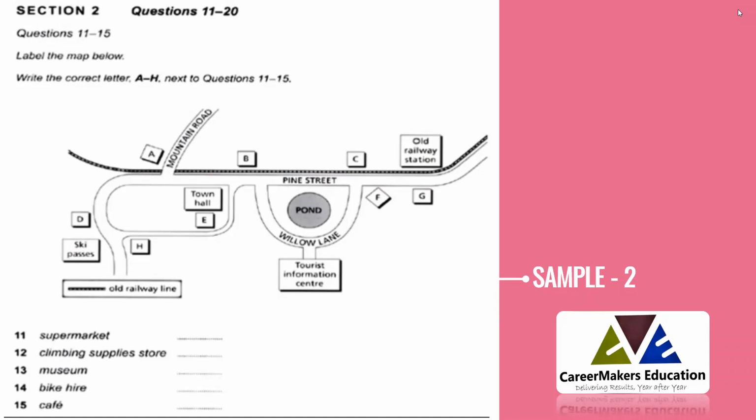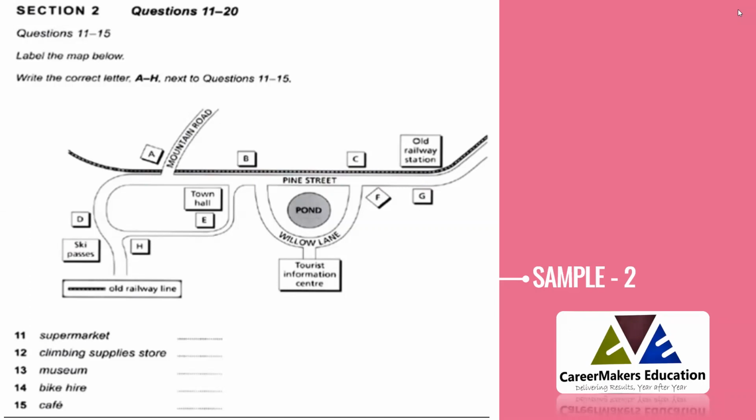If you're planning on doing some serious climbing and you need some equipment, we do have an excellent climbing supply store just 5 minutes walk away. Turn left once you're outside the Tourist Information Center. Take Willow Lane all the way up to Pine Street.